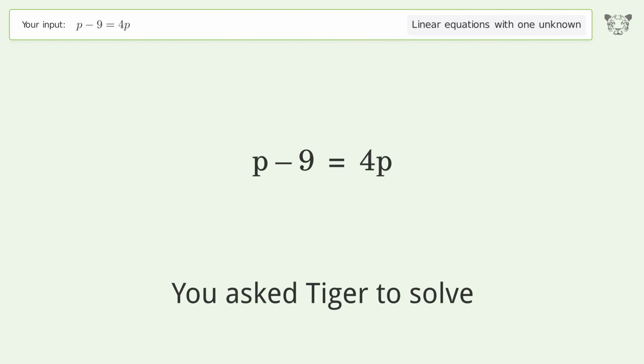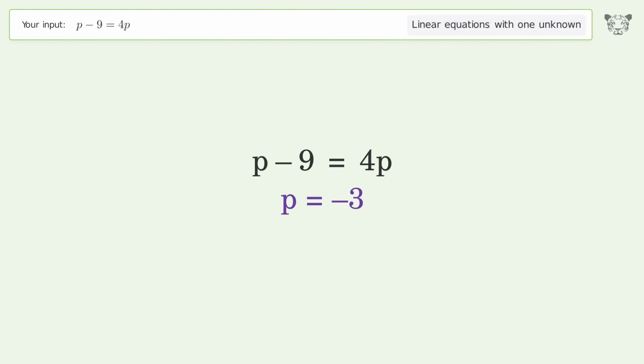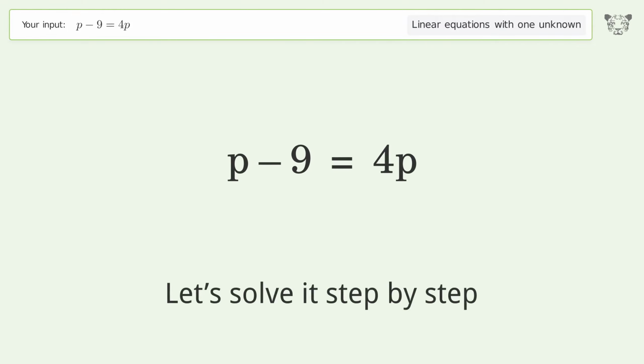You ask Tiger to solve. This deals with linear equations with one unknown. The final result is p=-3. Let's solve it step by step.